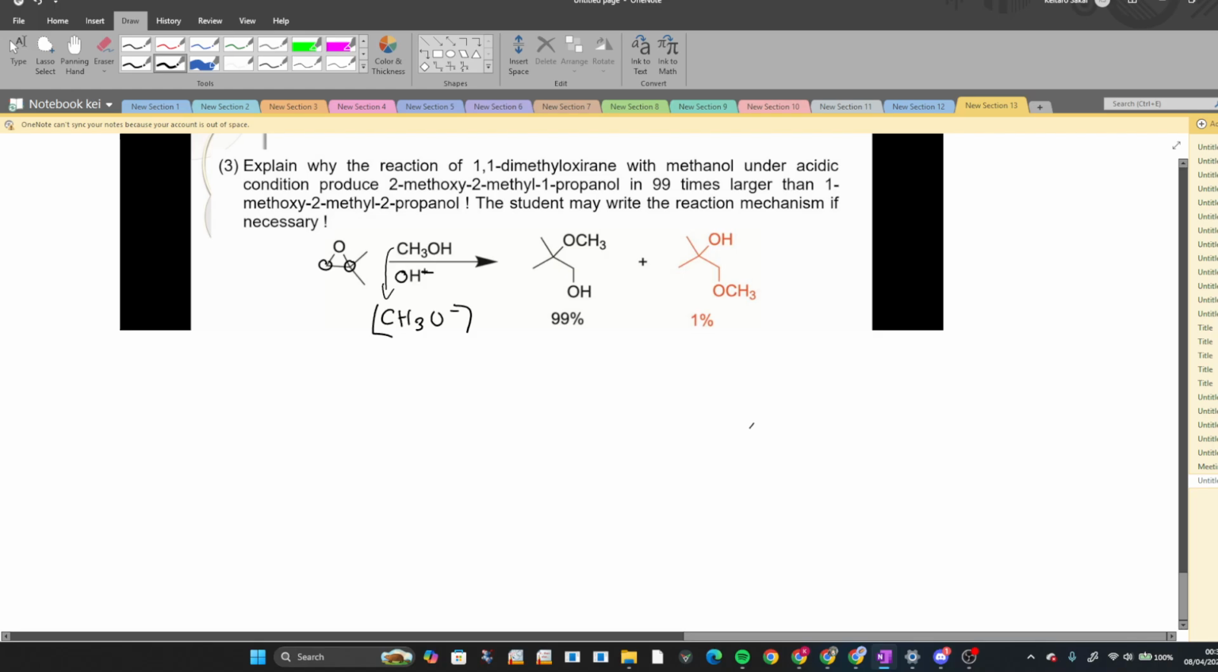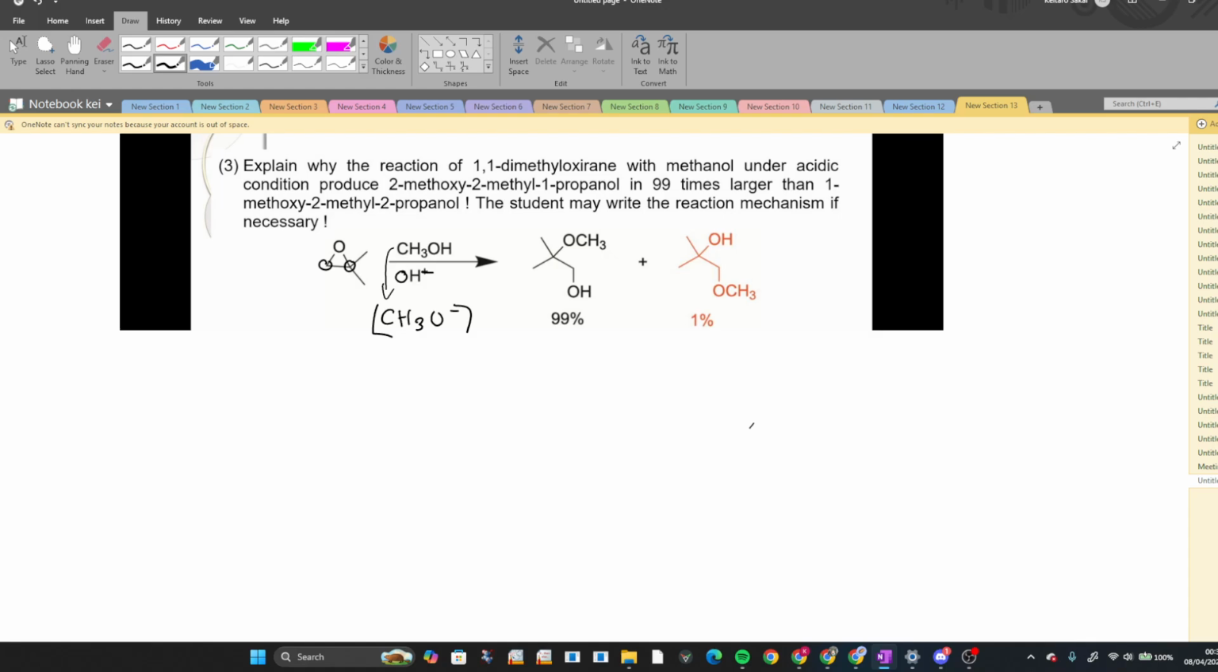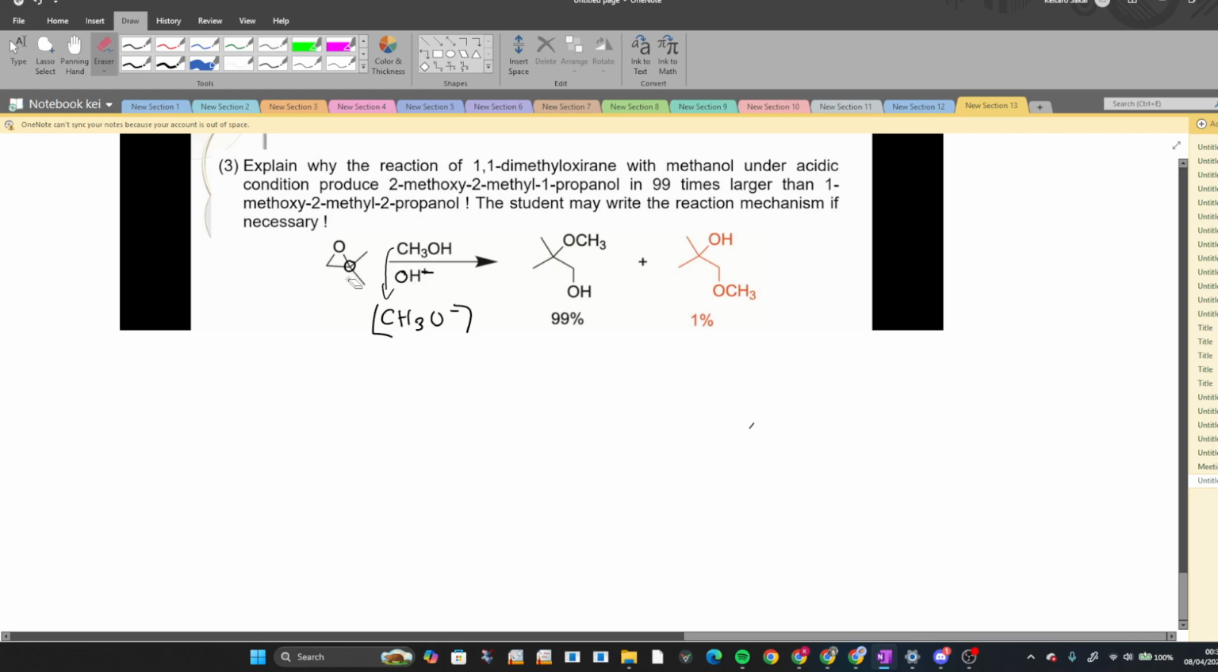Because of steric effect, the nucleophile will attack the least substituted carbon, which is here. So this will break off, and it will be like this. O, and it will create this compound.